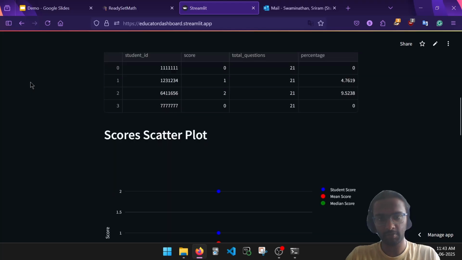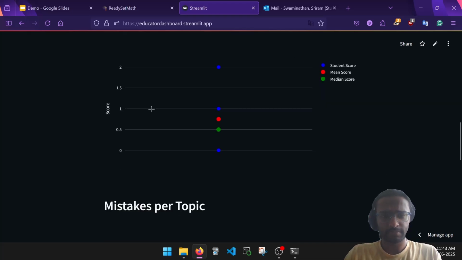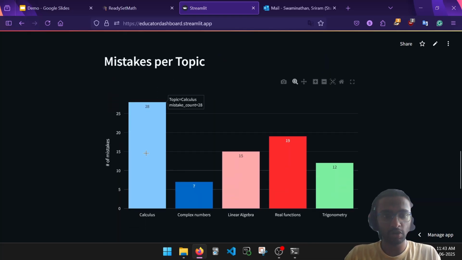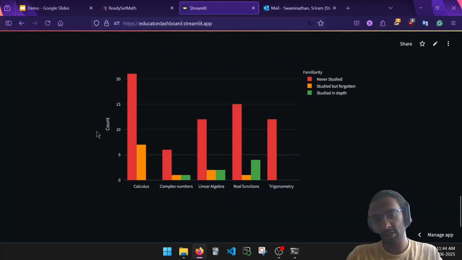These are all interactive plots, and you can look at student scores, the mean and median, and which student scored how much. You also see the mistakes per topic, and this helps identify the strongest topics and the weakest topics. We also see familiarity per topic. So, of all the students that took the test, what are they most familiar with and what are they least familiar with? This can help a teacher use their time more productively when designing the courses.